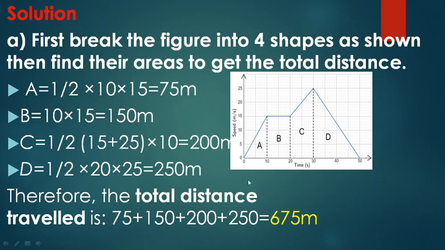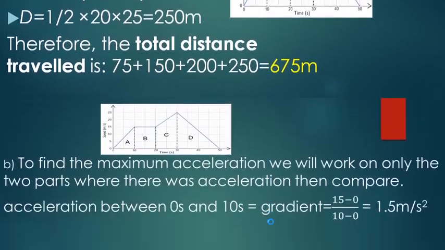Then part D is a triangle, which is half the base times the height. The base is 50 minus 30, which gives you 20. So we shall have a half times 20 times 25, which is our height. Then we get 250 meters. So therefore, for the total distance traveled, you add all these: 75 plus 150 plus 200 plus 250, which gives you 675 meters. That's the total distance that was traveled for the whole journey.